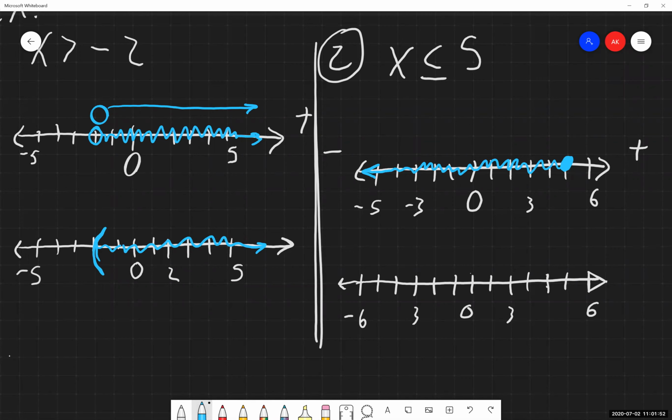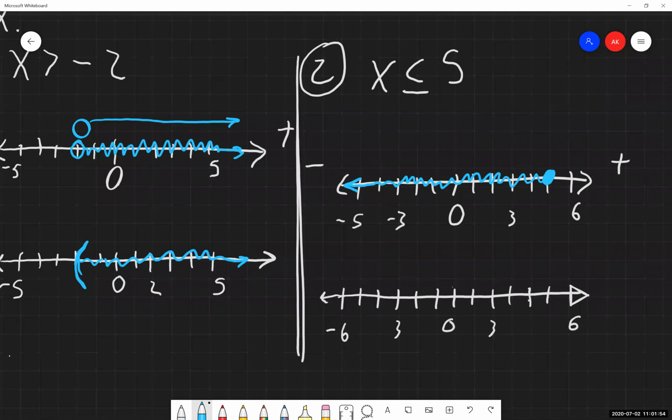So again, we're working with x is less than or equal to 5. Moving all these things around on me. There we go. So I'm finding 5, and I want everything less than that. So I have my well-defined bracket set up there, and then choosing everything that's less than that.